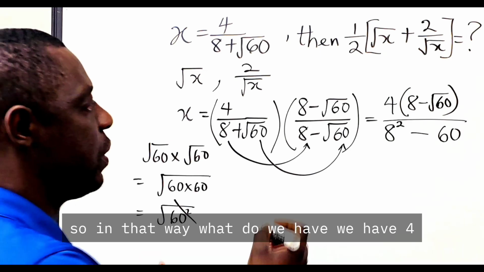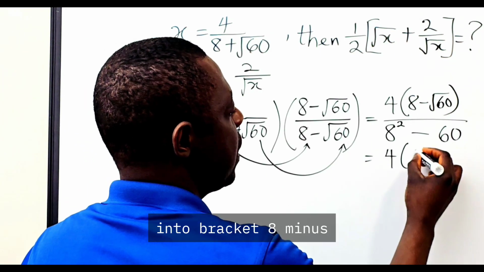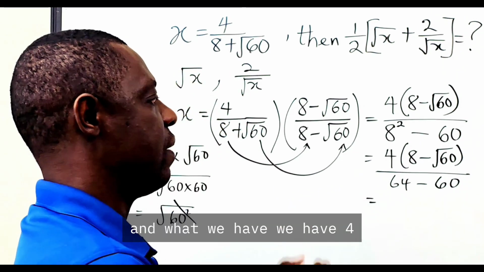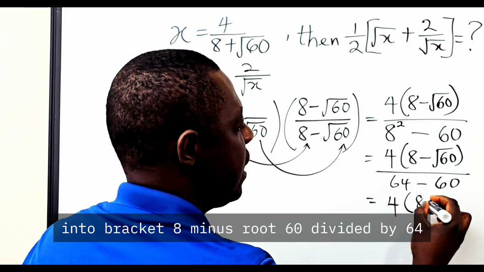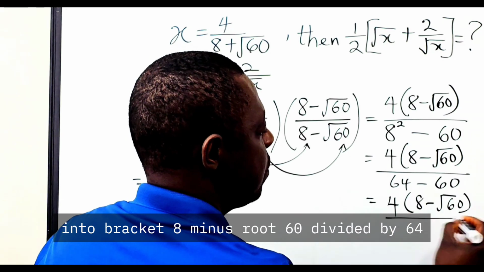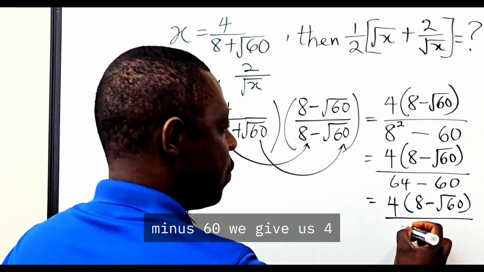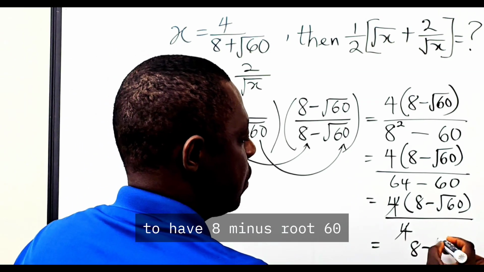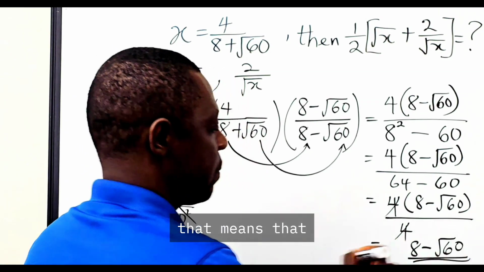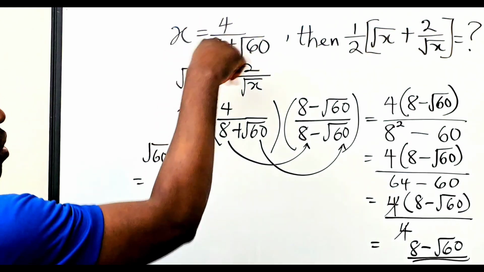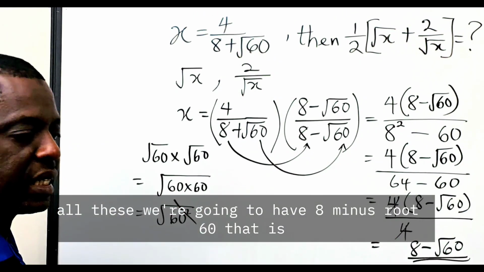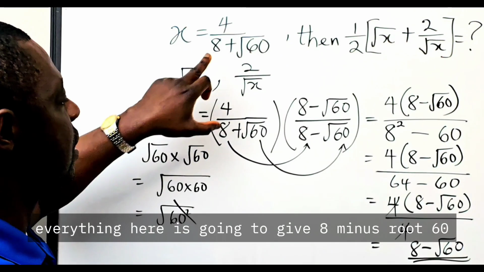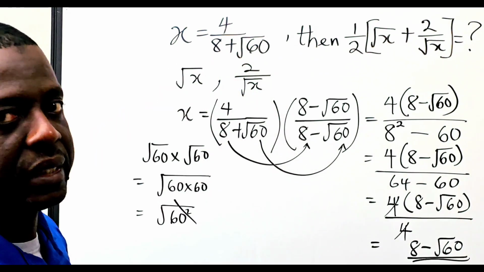So in that way, what do we have? We have 4 into bracket 8 minus root 60, divided by 64 minus 60, which will give us 4. And what do we have? 4 cancels out 4, and we're going to have 8 minus root 60. That means that if we rationalize all these, we're going to have 8 minus root 60. That is what I was saying, that we shouldn't take much of our time, everything here is going to give 8 minus root 60.